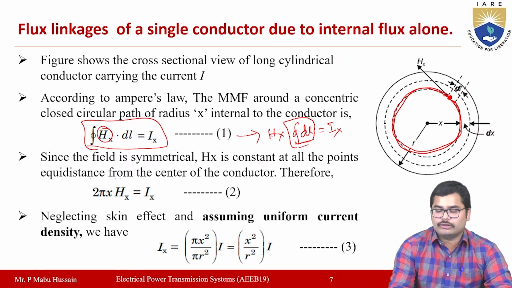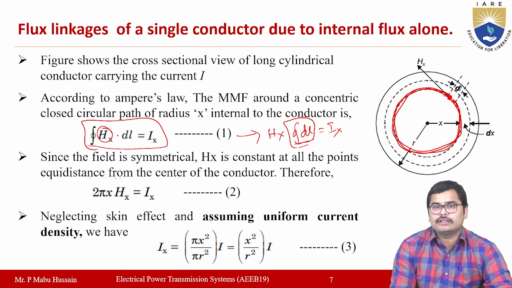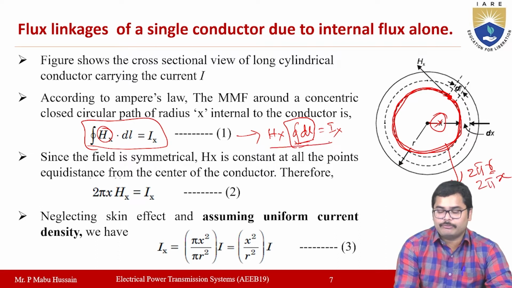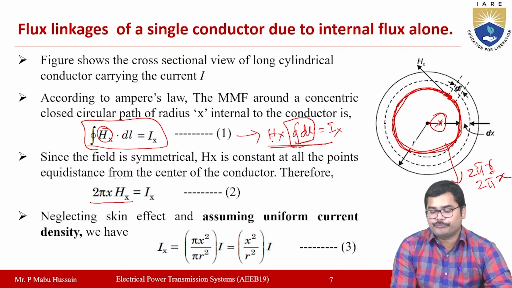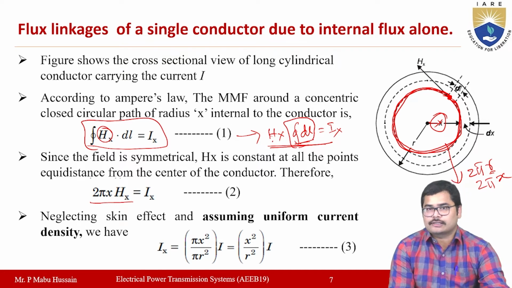As this is a circle, the total length of the circle will be equal to the perimeter, which has the radius x here. You can represent the perimeter as 2 pi r, but the r here is x only, so you can write it as 2 pi x. So this expression can be written as Hx into 2 pi x is equal to Ix, or 2 pi x into Hx equal to Ix.